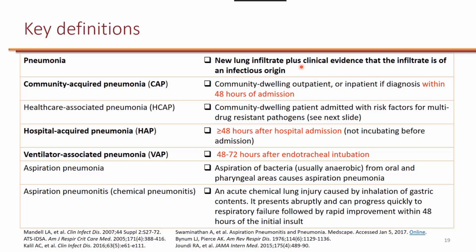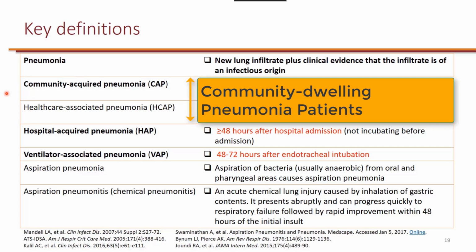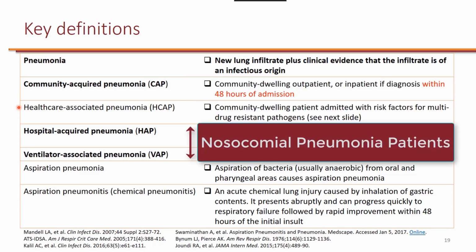Now, generally speaking, there are two types of pneumonia patients. There are community-dwelling patients, which means patients who are not hospitalized, so they are residing in the community, and that consists of community-acquired pneumonia and healthcare-associated pneumonia. So these two types of pneumonia patients actually reside in the community. Whereas we have nosocomial pneumonia, and patients with nosocomial pneumonia will be residing in the hospital. So the two types of nosocomial pneumonia are hospital-acquired pneumonia and ventilator-associated pneumonia.